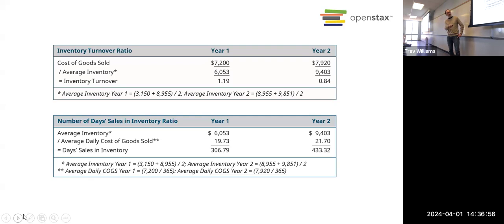And look, the next year it gets worse. It's now more than a year. Your inventory is sitting around more than a year before it gets sold. So again, you want number of days sales to be going down, not up. And you want your turnover ratio to be going up, not down.